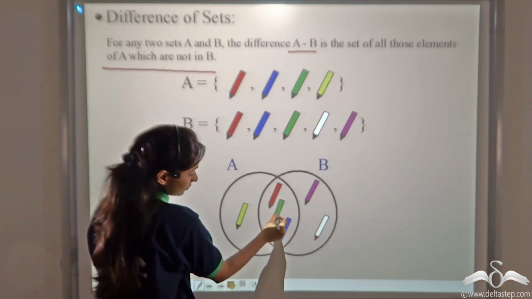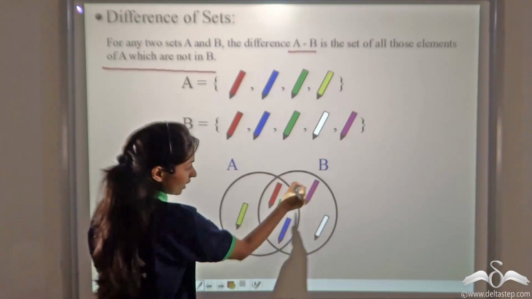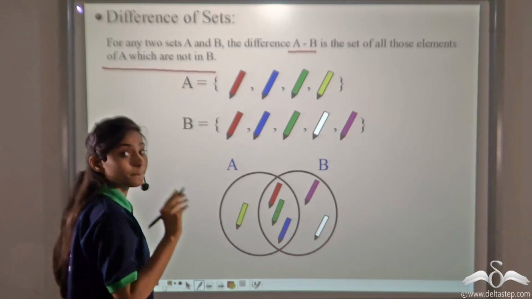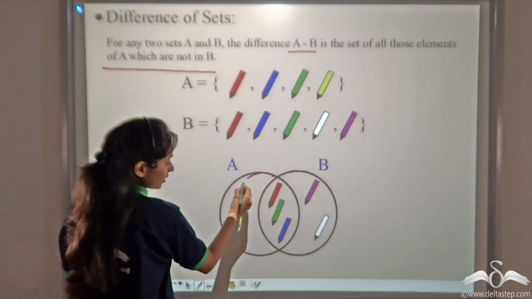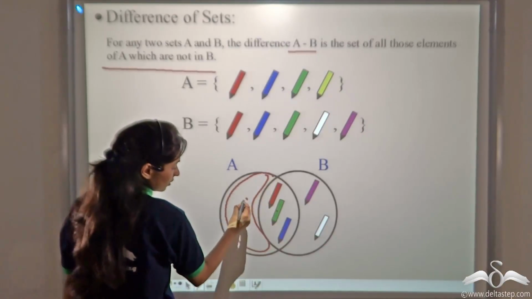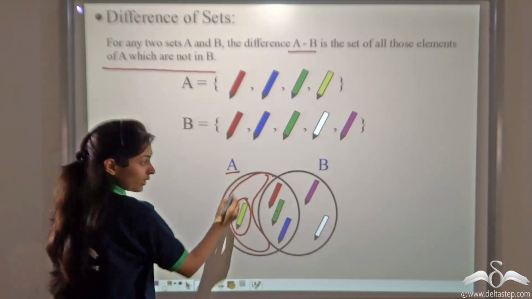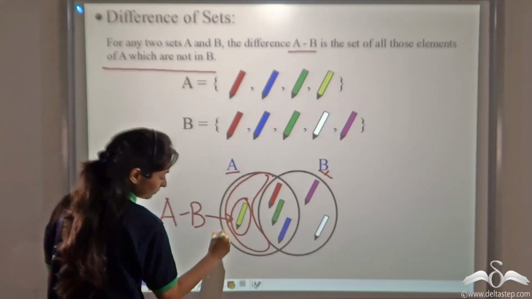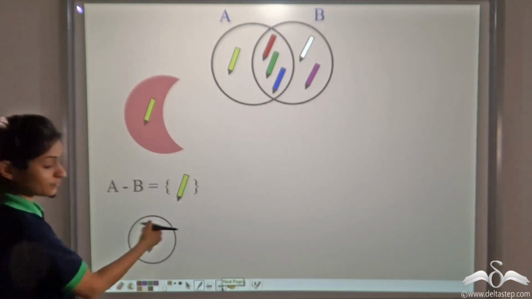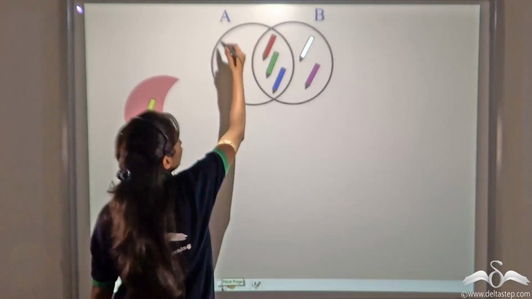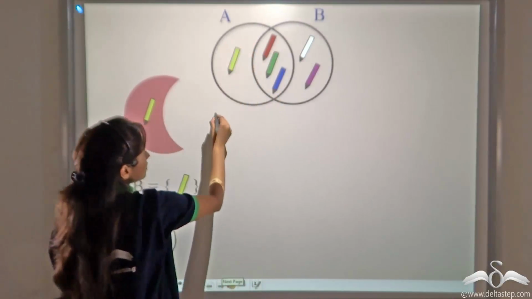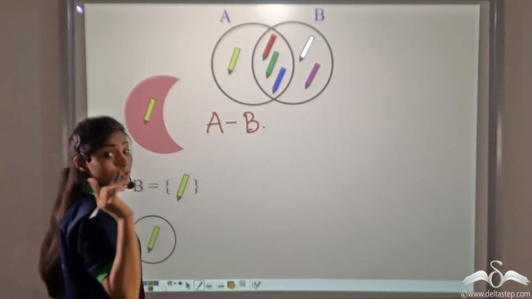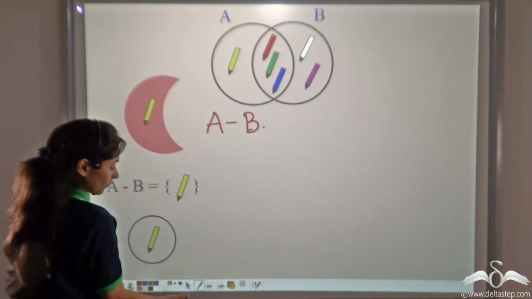Well, these are the pens which belong to both A and B. So they are there in B. Now which is the pen which belongs to A but does not belong to B? Well, you can see this part. This is the pen which belongs to A but does not belong to B. So A minus B will give you this pen. Just like this, A minus B is giving you this part. Well, this part shows A minus B: the elements which are there in A but strictly not there in B.